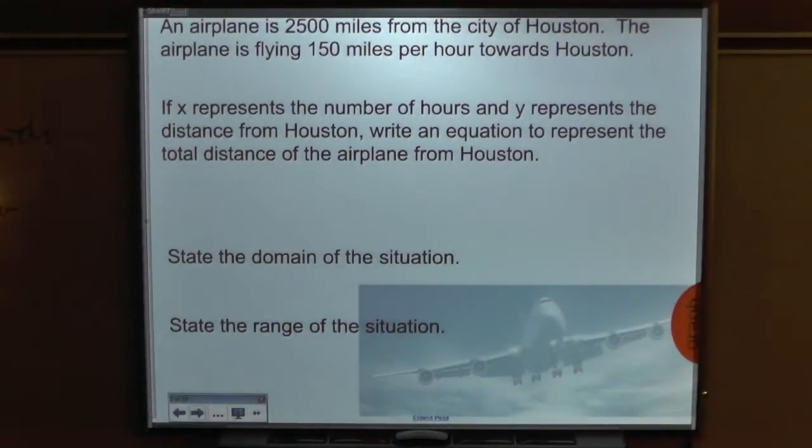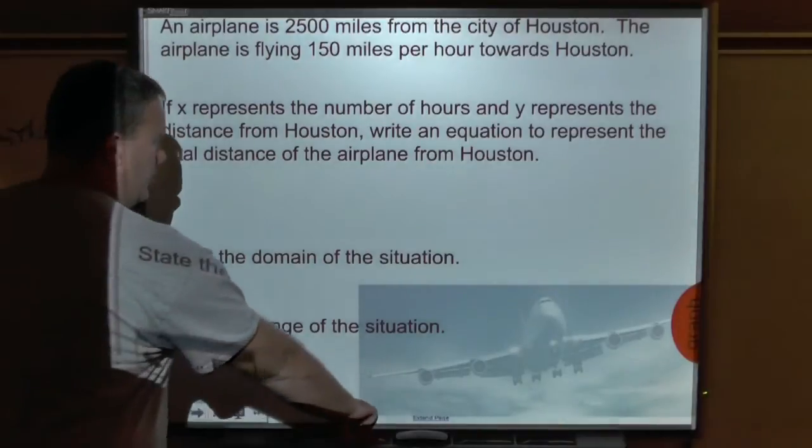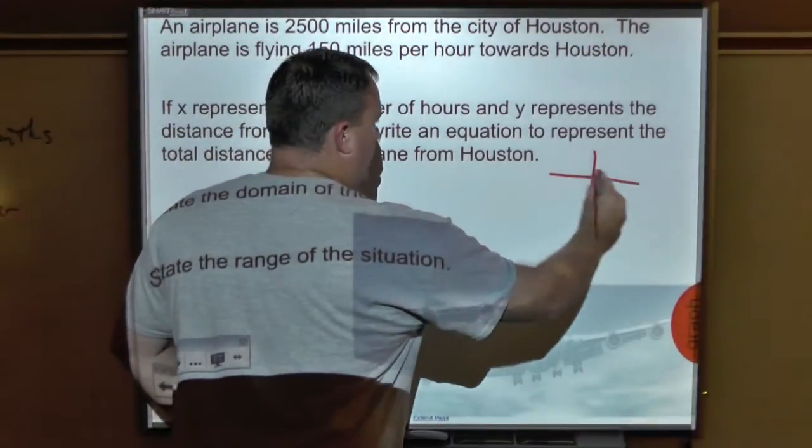To start off with, first example, top of your page. The airplane is 2,500 miles from the city of Houston. It's traveling 150 miles per hour towards Houston. X represents the number of hours, y is your distance from Houston. First off, we want to write an equation. Now you can set up a table.